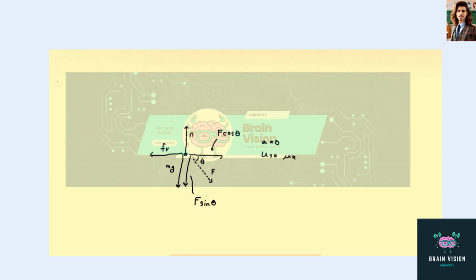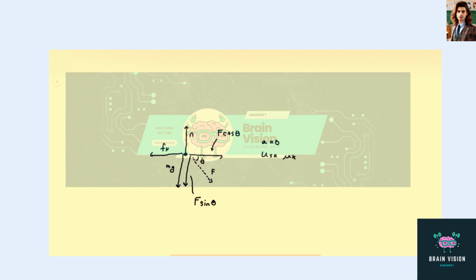This is the free body diagram for this problem. For part A, we know we want to use the kinetic friction coefficient because we're told that the box is moving at constant velocity, so it's not stationary. We want to find the force exerted in the diagonal here to keep it moving at constant velocity.